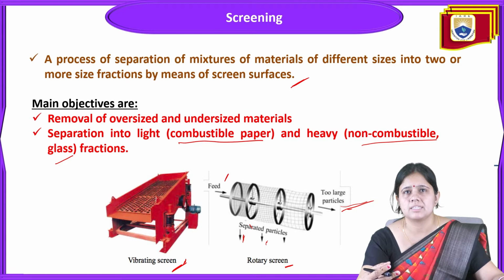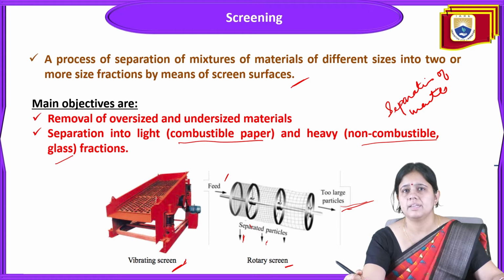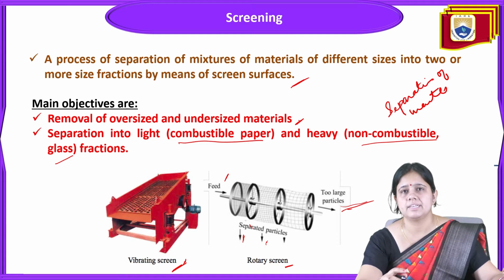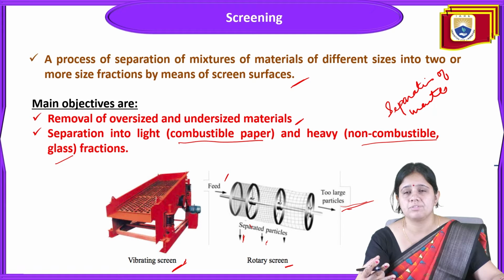So screening is a separation of a mixture of materials, and it is used for the separation of waste, and for the removal of oversized and undersized material. Obviously, it applies if some impurities or oversized material or undersized material are there, and then separation into light combustible paper and heavy non-combustible glass fraction.